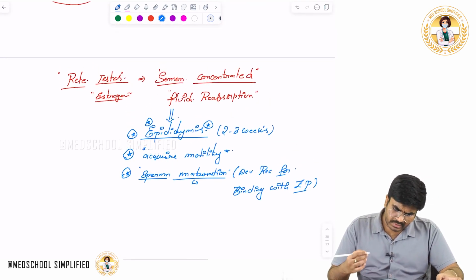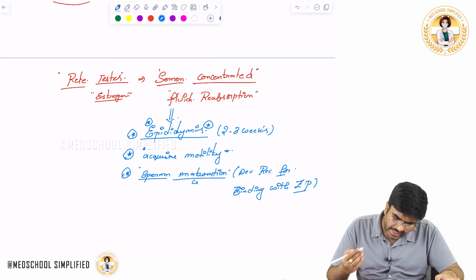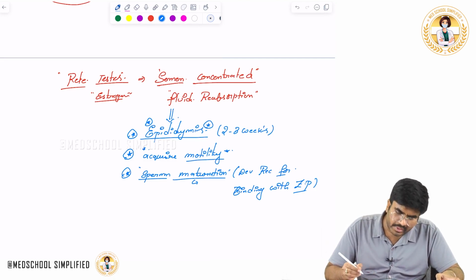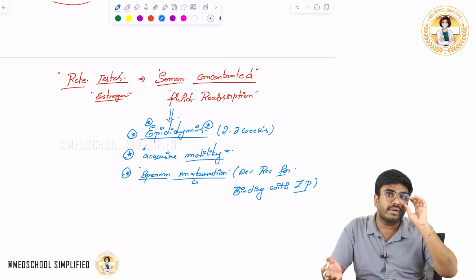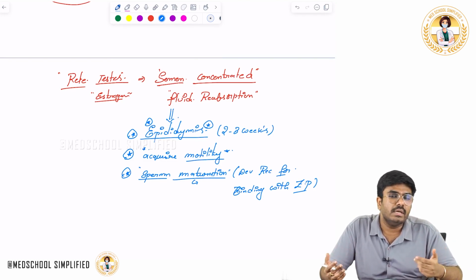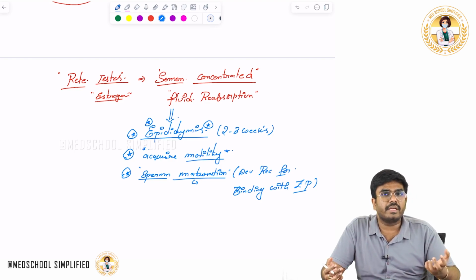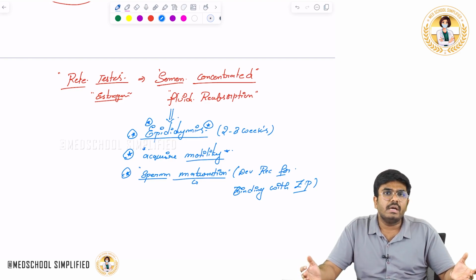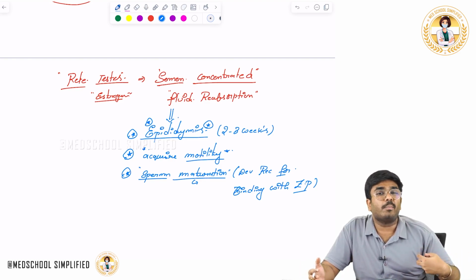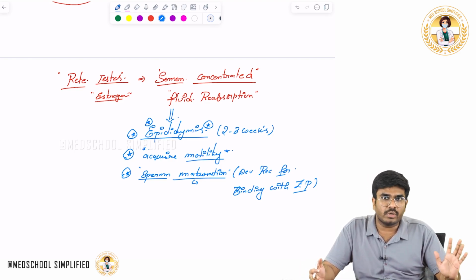Sperm maturation will occur in the epididymis, and the sperm acquires motility in the epididymis. Don't say capacitation. Capacitation is not happening here. Capacitation is a totally different thing. Capacitation occurs in the female genital tract where the sperms shed most of their components and become more hyper motile. That is capacitation.